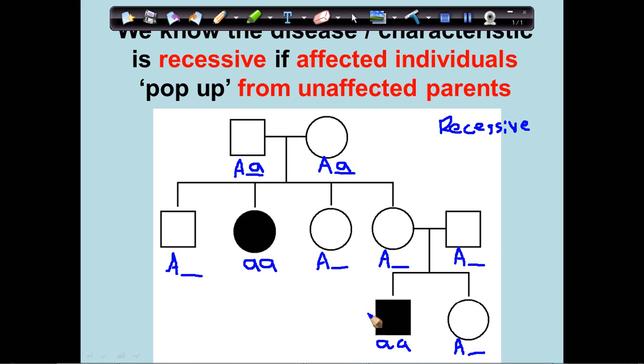Same down here, we can see this child must have inherited a little a from both of these parents. So they also must be carriers. They must have a little a. Now the other ones, let's have a look. Can I figure this one out? Well, he's got a big A because he's normal. He's unaffected. But he could have got another big A from the other parent, or a little a. So we can't figure this one out.